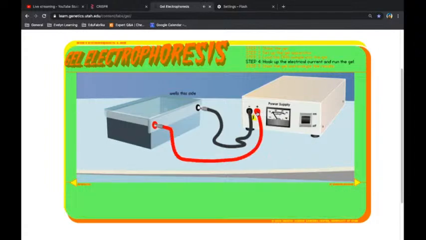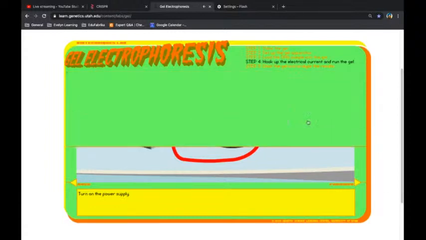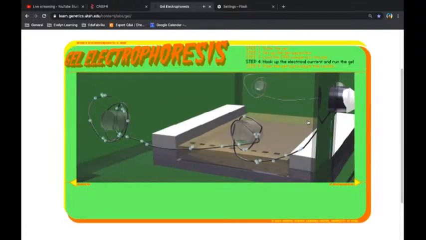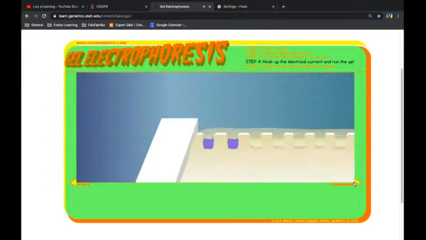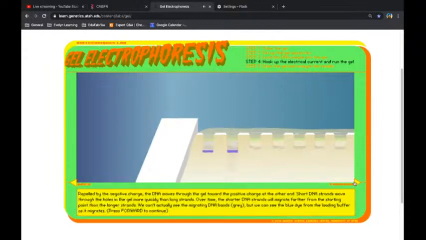Black attached to this, red belongs to this, and we turn on the machine. And within the chamber, when the gel is running, let's look into the gel inside, what's happening. So you can see tiny air bubbles started to come out at the electrodes of the buffer. That means it is running. Your electrophoretic chamber is running with the gel, and you will see slowly the movement of your samples downwards.